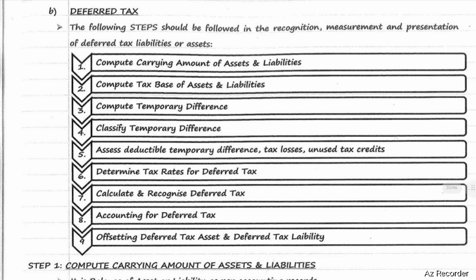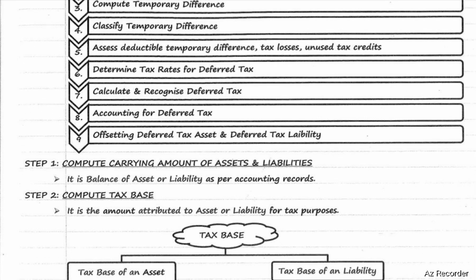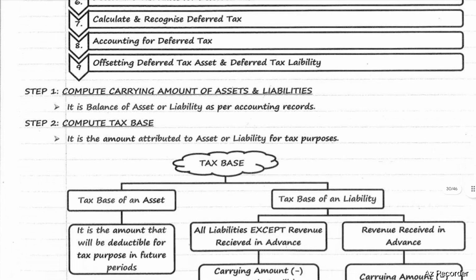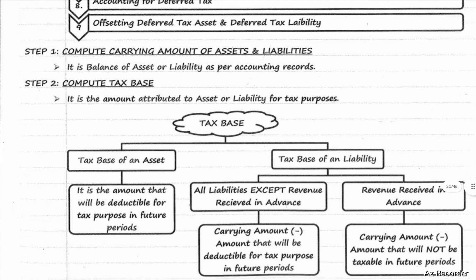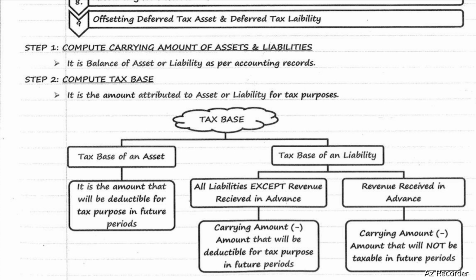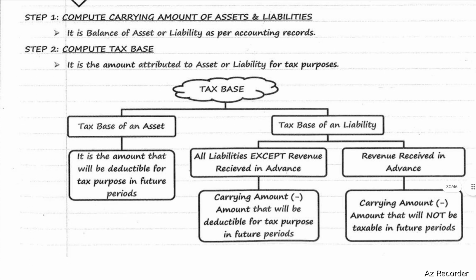First step, compute carrying amount of assets and liabilities. What is carrying amount? It is the balance as per accounting records. Step number 2, compute tax base. Tax base is the amount attributed to an asset or liability for tax purposes. Tax base in case of asset, tax base in case of liability. Tax base in case of asset is the amount that will be deductible for tax purposes in future periods.